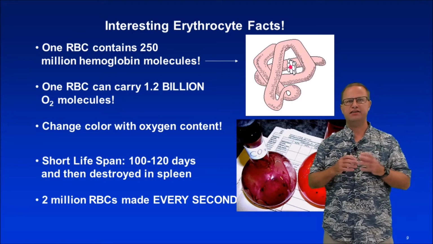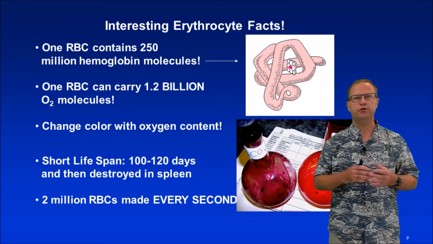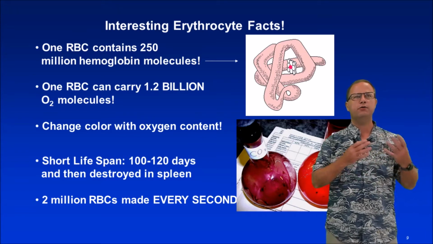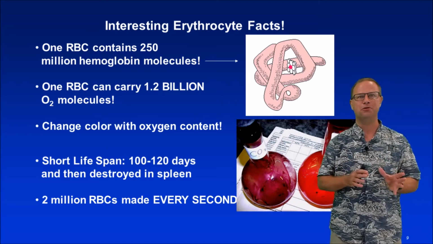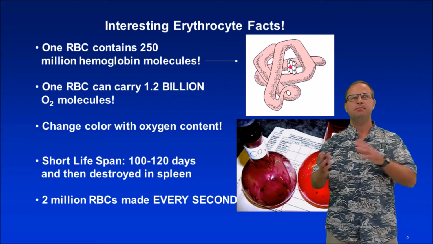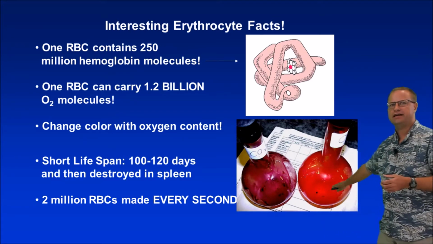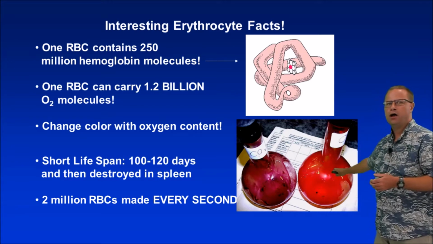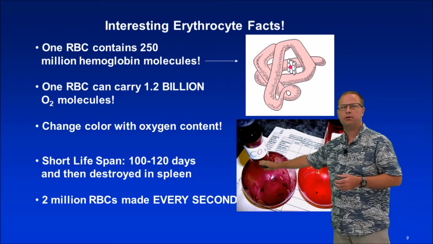Okay, so interesting facts about our red blood cells, or erythrocytes. One red blood cell contains about 250 hemoglobin molecules. And because each hemoglobin molecule can carry 4 oxygen molecules, one red blood cell can carry up to 1.2 billion oxygen molecules. That's pretty cool. Now, the interesting thing about red blood cells and hemoglobin is they change color depending on oxygenation. If you look at arterial blood that's very well oxygenated, it tends to be bright red. On the other hand, venous blood, which is depleted of oxygen, tends to be purple or blue.